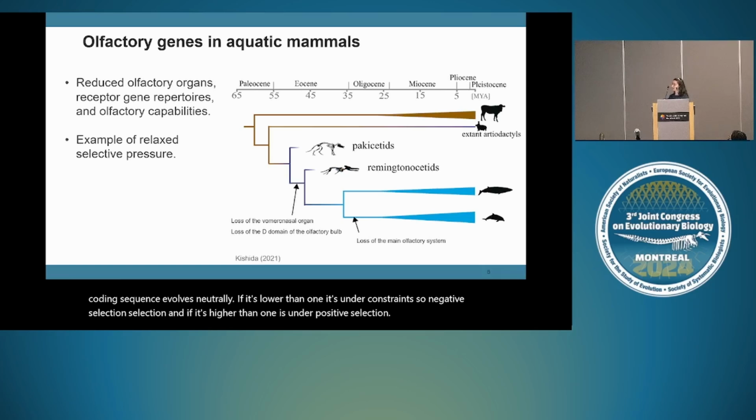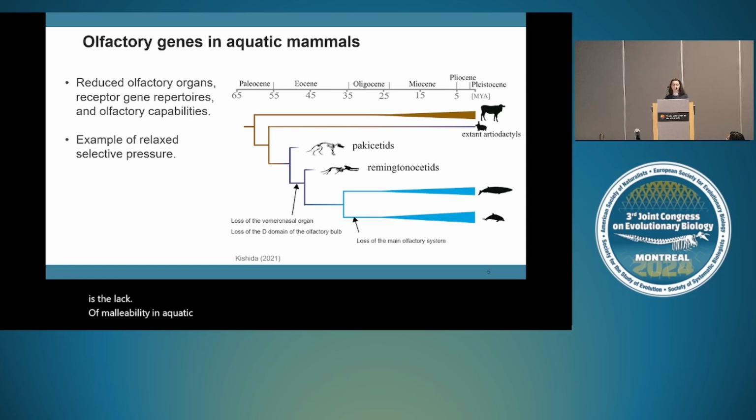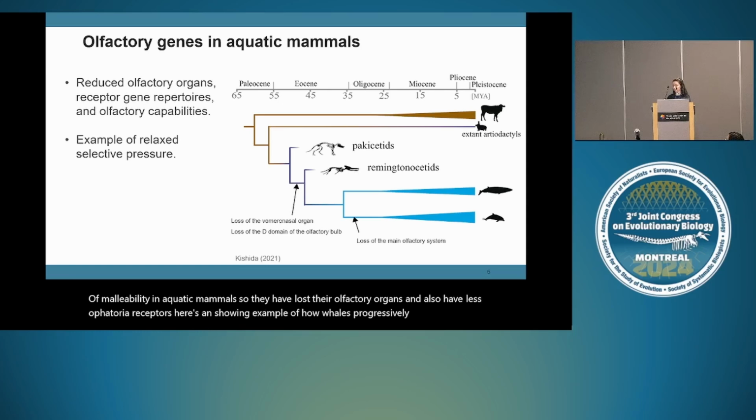A great and very well studied example of reduced selective pressure, so less purifying selection, is the lack of smellability in aquatic mammals. So they have lost their olfactory organs and also have fewer olfactory receptors. Here's an example showing how whales progressively lost their olfactory ability through time.